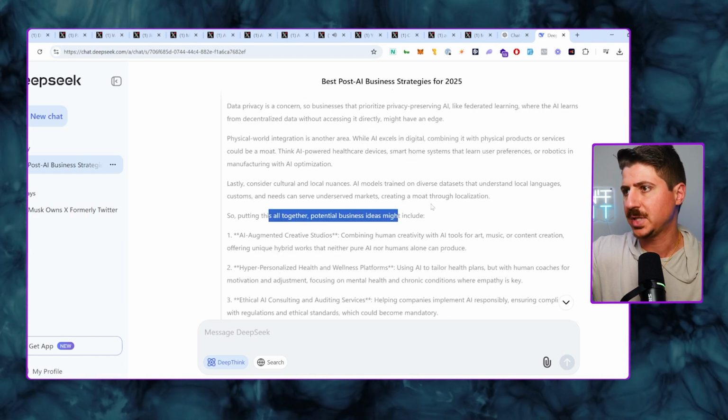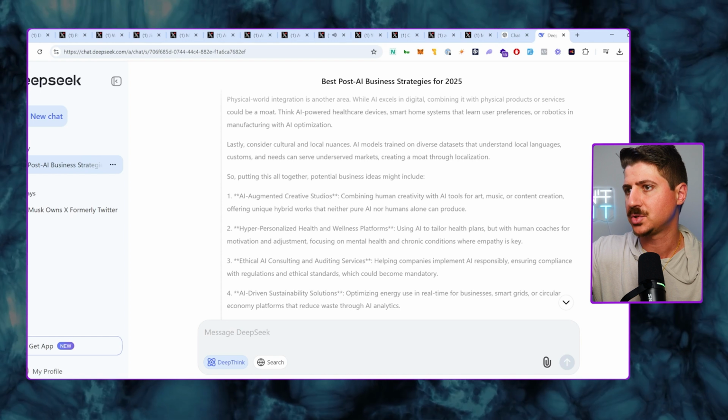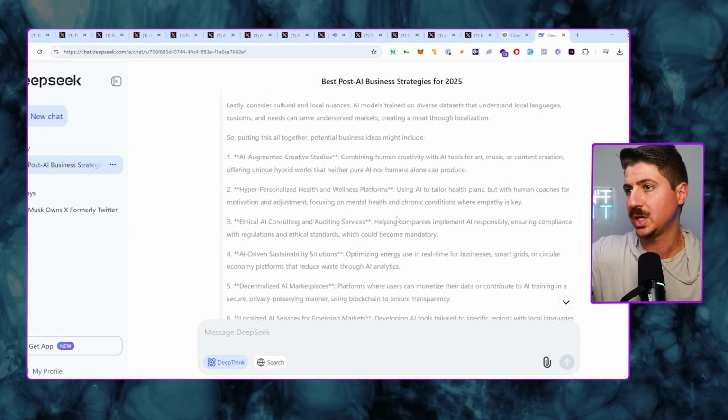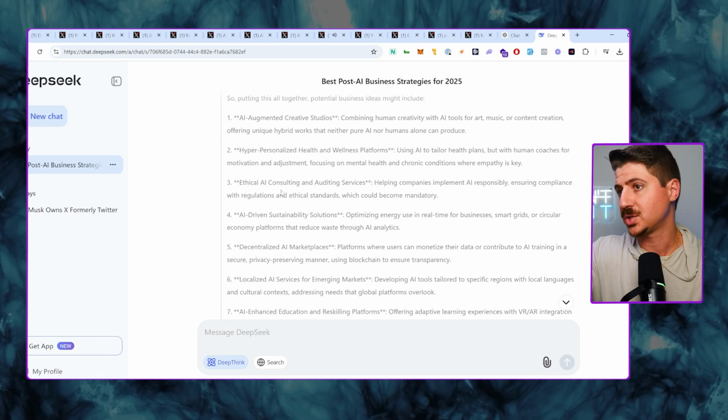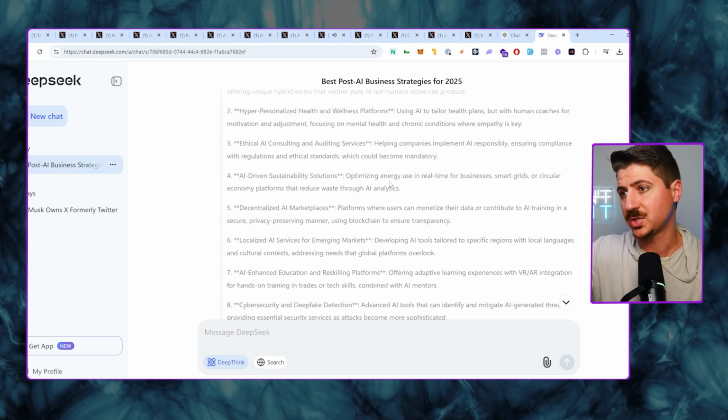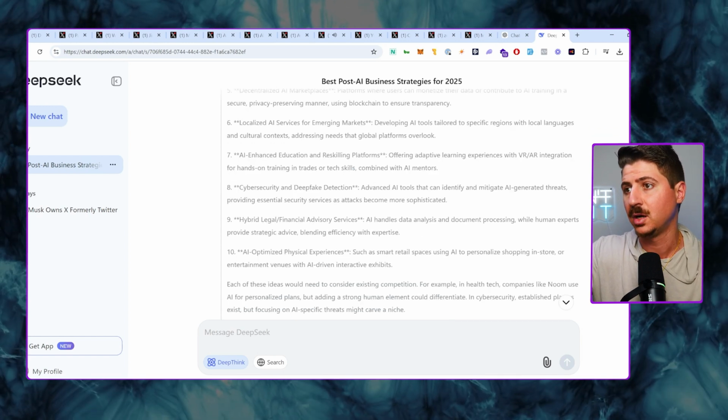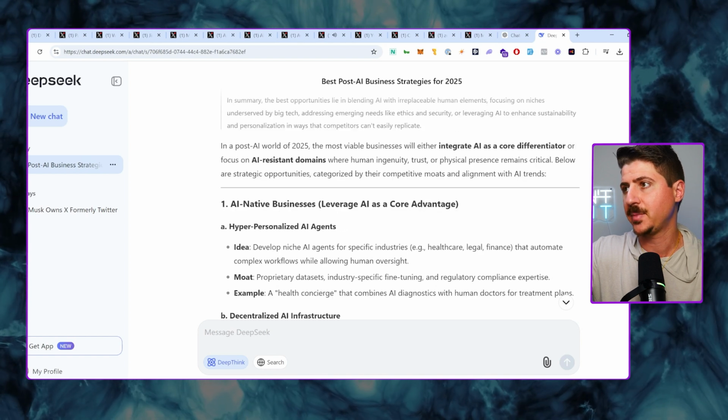So putting this all together, potential business ideas might include, and then it gets through some ideas here: AI augmented creative studios, hyper-personalized wealth, health and wellness programs, ethical AI consulting, AI-driven sustainability options. So it actually came up with some different ideas here than ChatGPT did. And then it did the same kind of breakdown, right?